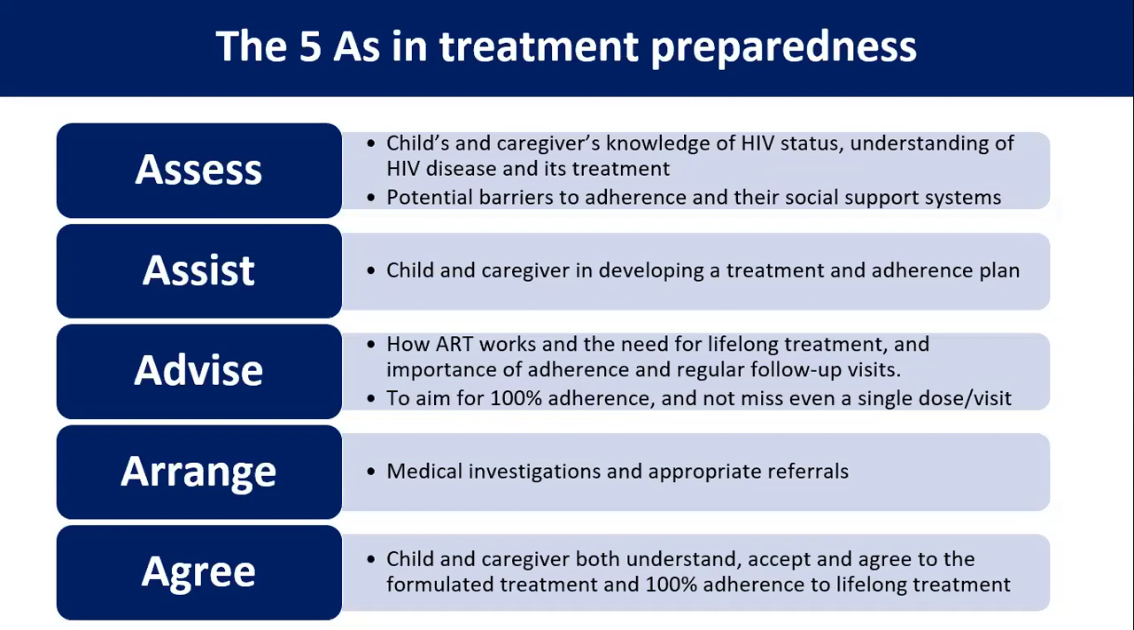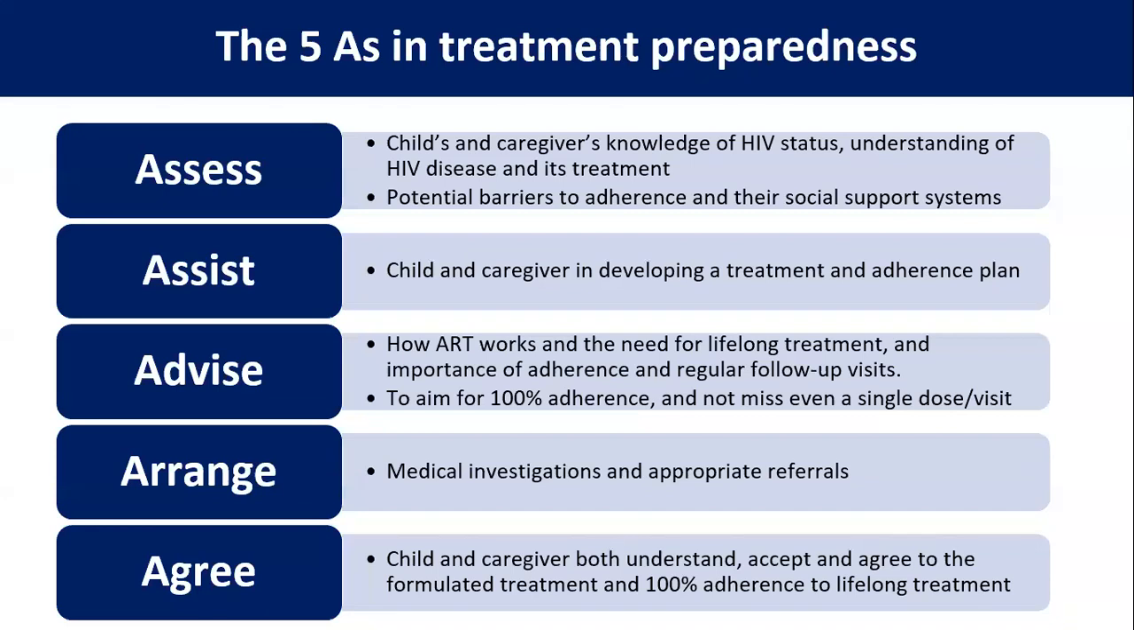Then we need to assist the child and the caregiver in developing a plan of good adherence and how they are going to take care of those barriers. That we need to plan in coordination with the child and the caregiver. And we need to advise the patient and the caregiver how ART works and the need for lifelong treatment with good adherence, which also requires regular follow-up visits. And we need to arrange medical investigations and appropriate referrals.